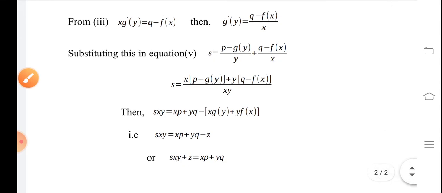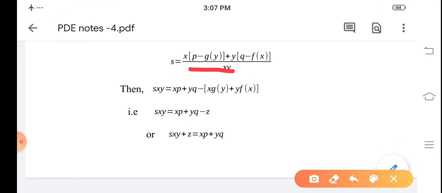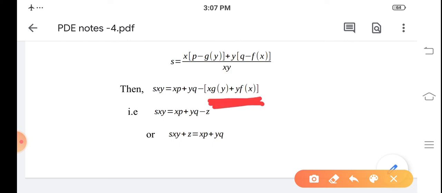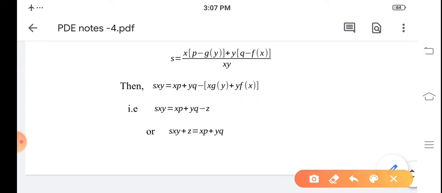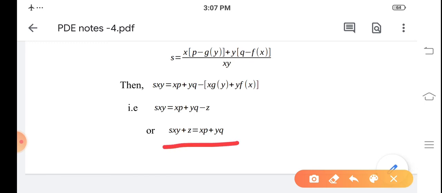On simplifying, we obtain s is equal to x into p minus g of y plus y into q minus f of x divided by xy. That will be s into xy equal to xp plus yq minus x into g of y plus y into f of x. But this is a given relation, so we replace this by z. Now in the next step, you are getting s into xy equal to xp plus yq minus z, or we write it as sxy plus z equal to xp plus yq. So this is a partial differential equation.